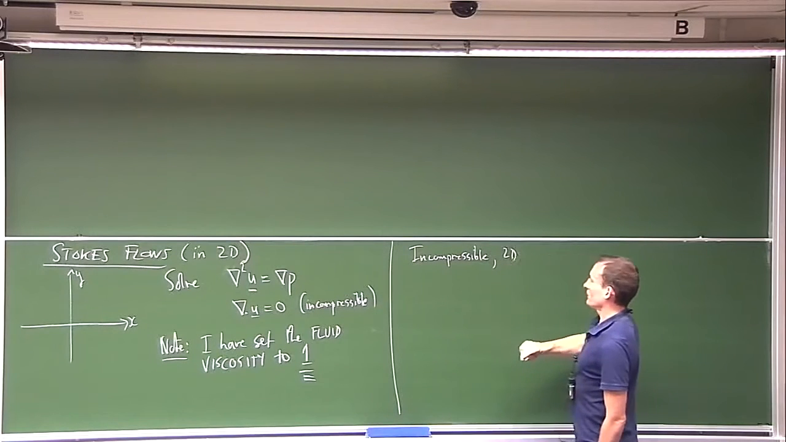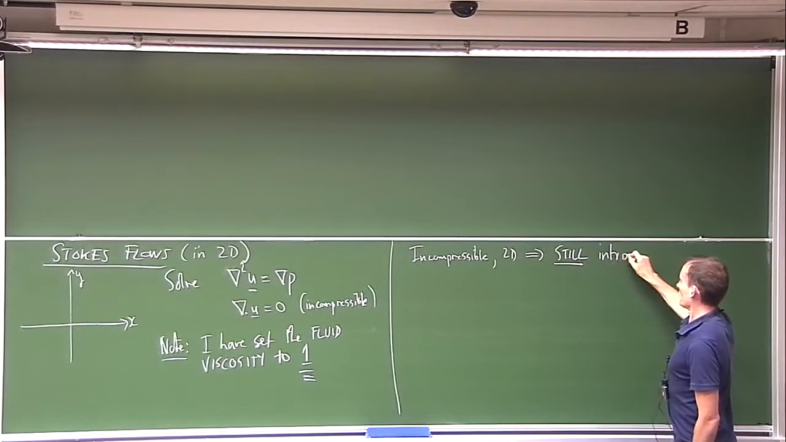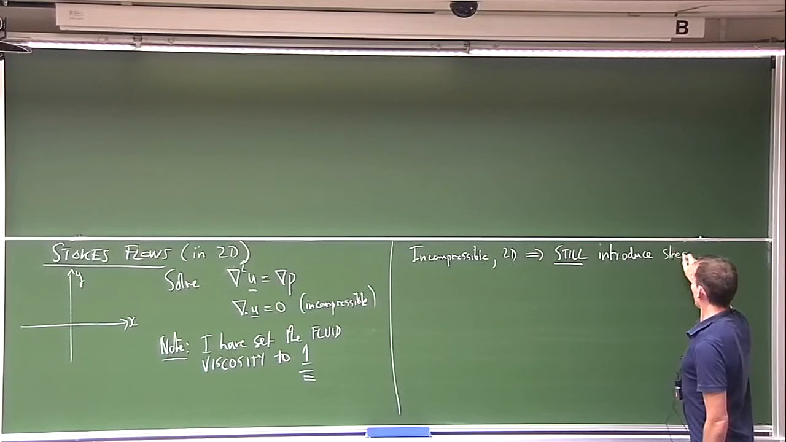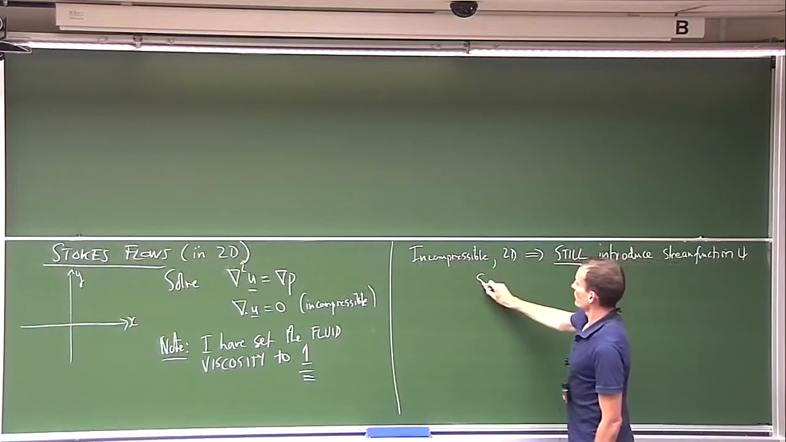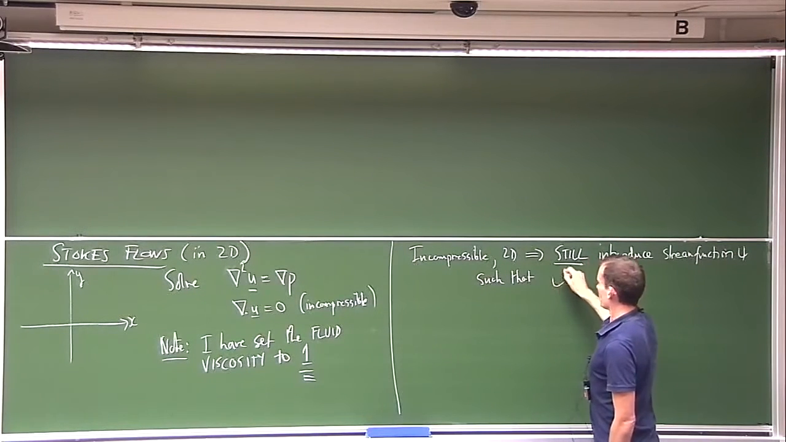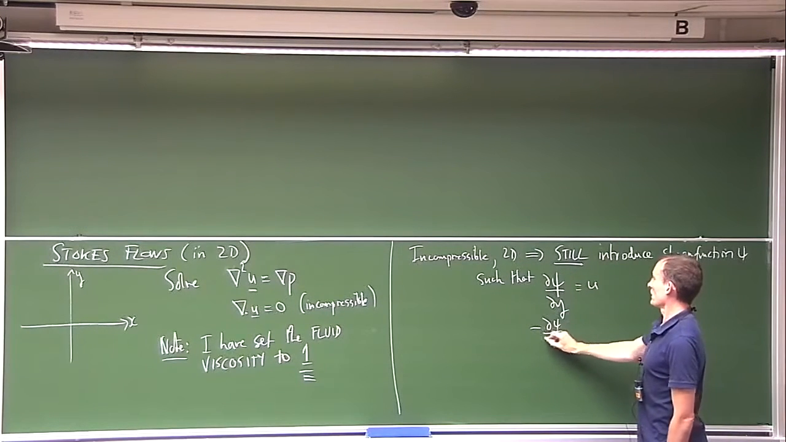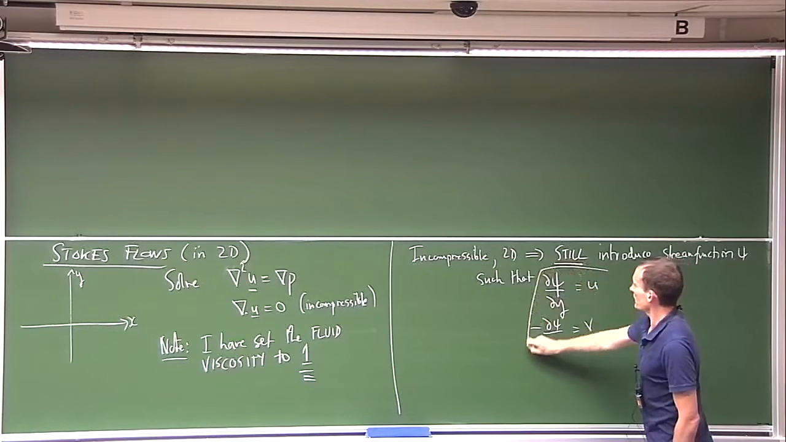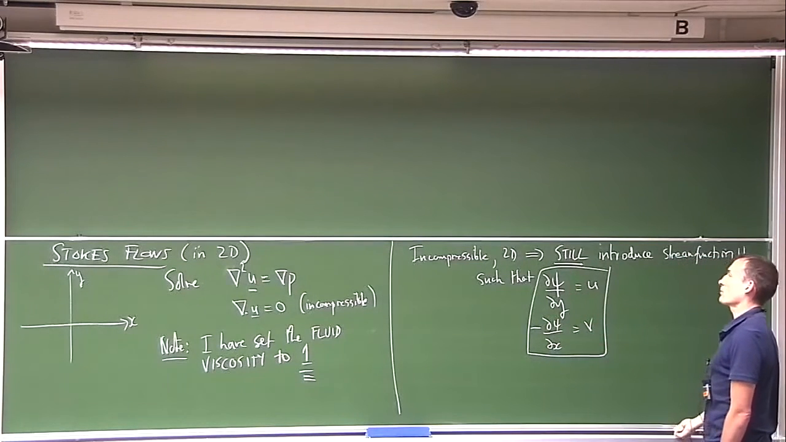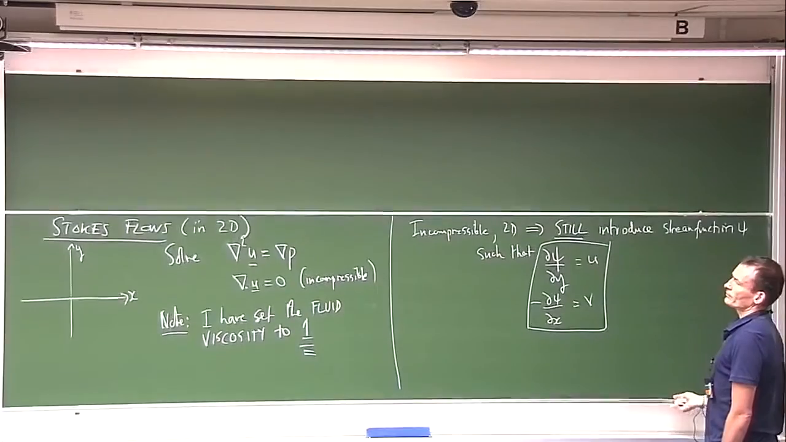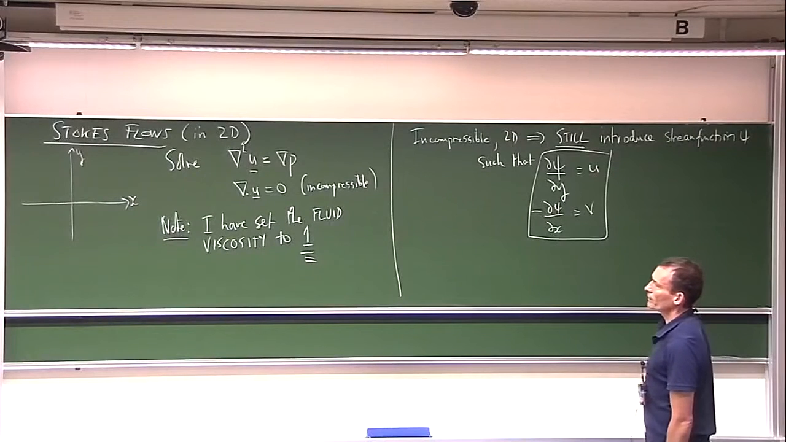And it's 2D. So we can still introduce the stream function, psi, such that d psi by dy is u and minus d psi by dx is v. So that's exactly what we had before to describe inviscid, non-viscous flows.